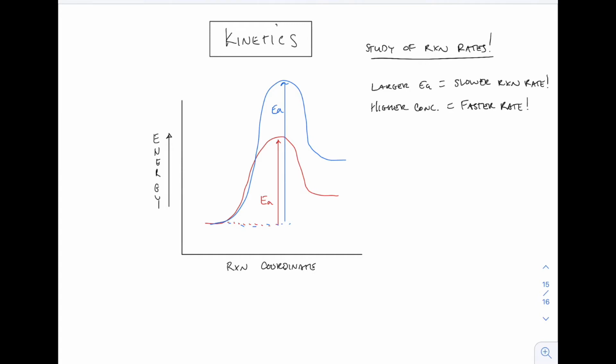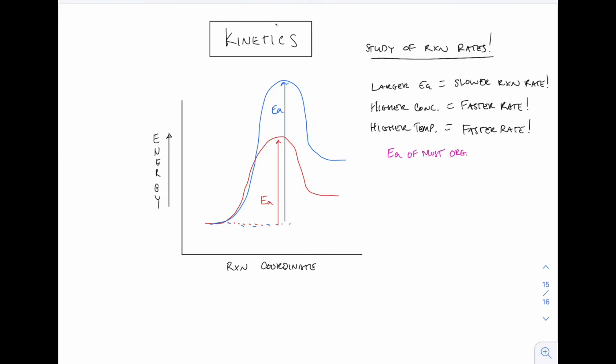And this is related to collisions, right? More collisions, the faster the rate. Higher the temperature, the faster the rate as well, because we're going to have more kinetic energy, we're going to have more collisions, and all leading to a faster reaction rate.